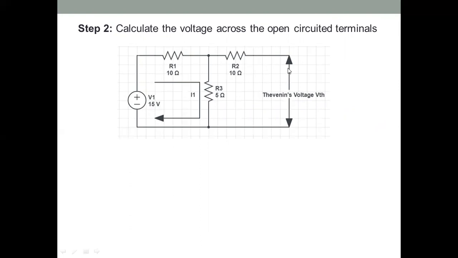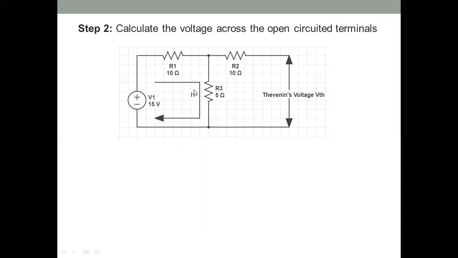So the voltage drop across this R3 is nothing but the Thevenin's voltage. In order to calculate this voltage drop across R3, we need to know the value of current I1. If you know the value of current I1, then it is possible to calculate the voltage drop across this. That is, our VTH equals I1 into R3, the voltage drop across this 5 ohm resistor.